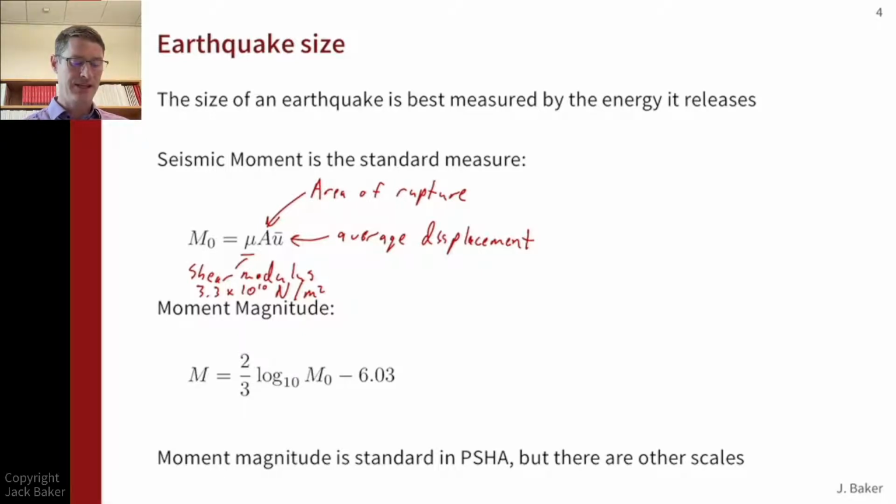And then we're going to multiply by this shear modulus. Okay, and so if we have newtons per meter squared times area times displacement, we end up with units of force times displacement, or force times distance.